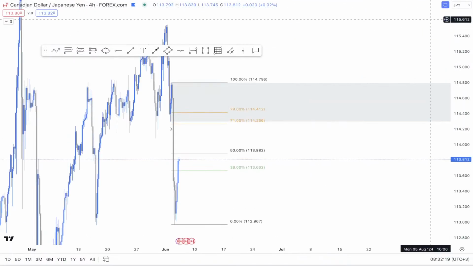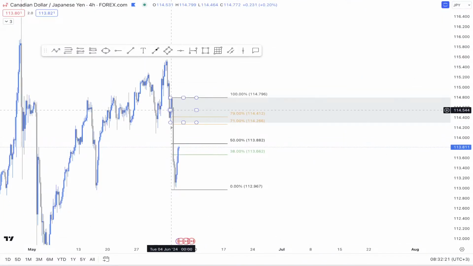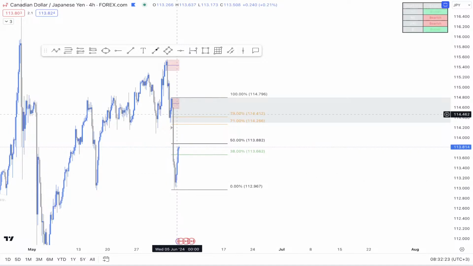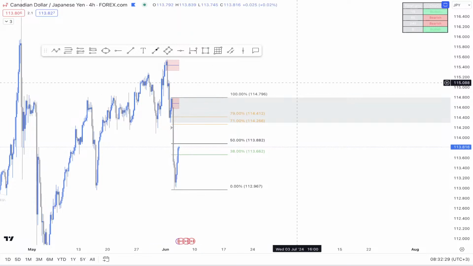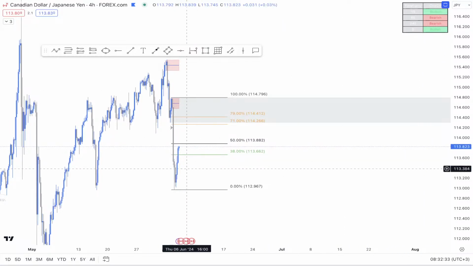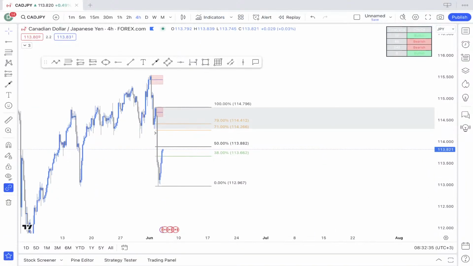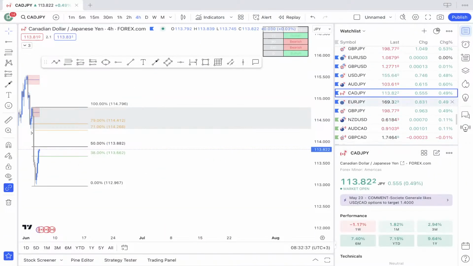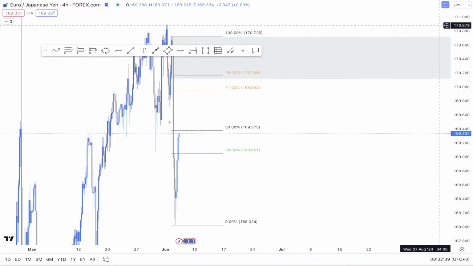On CAD JPY, we have a very similar setup. Textbook break to the downside, unmitigated order block lining up with the area of interest, as well as with this bearish trader order block. The 4-hour is once again bearish on the graph, and the pullback so far looks pretty corrective as well. Euro JPY and GBP JPY will look very similar.